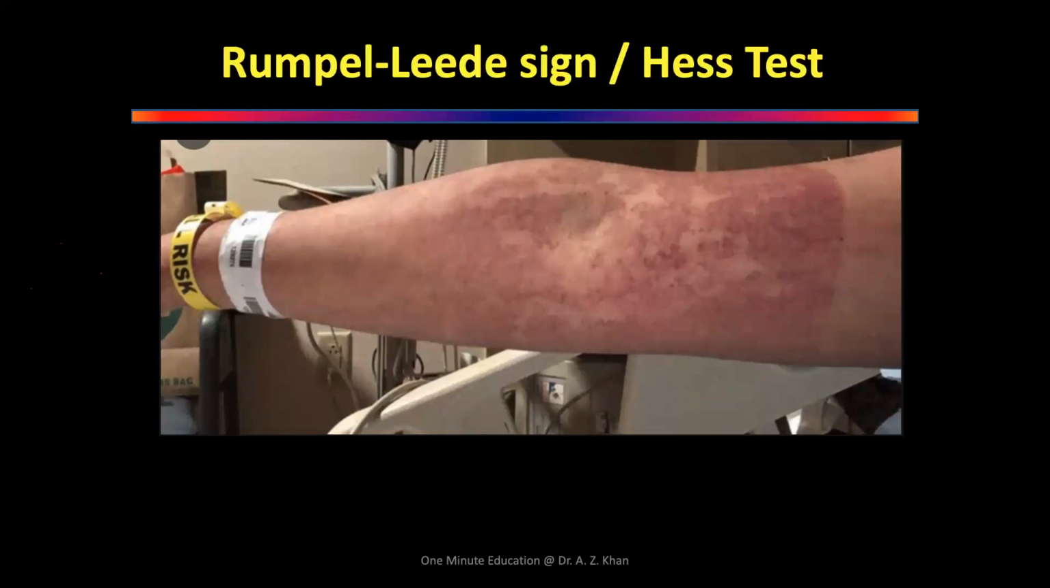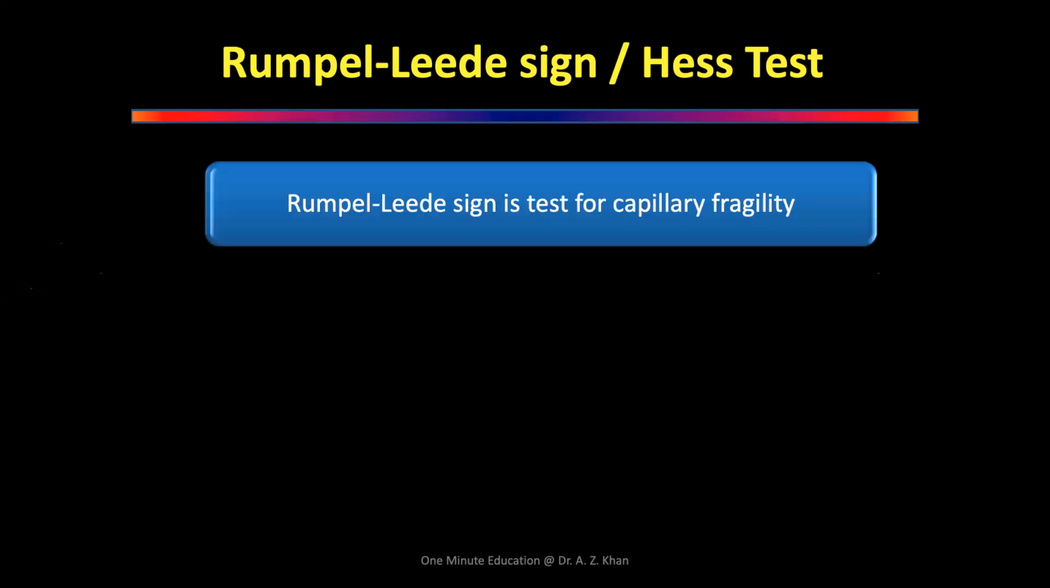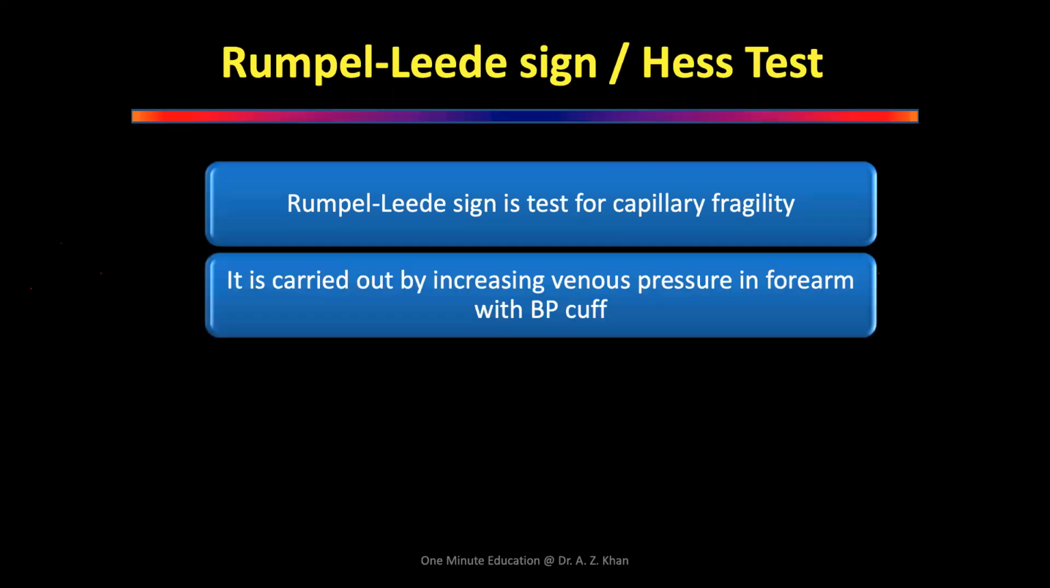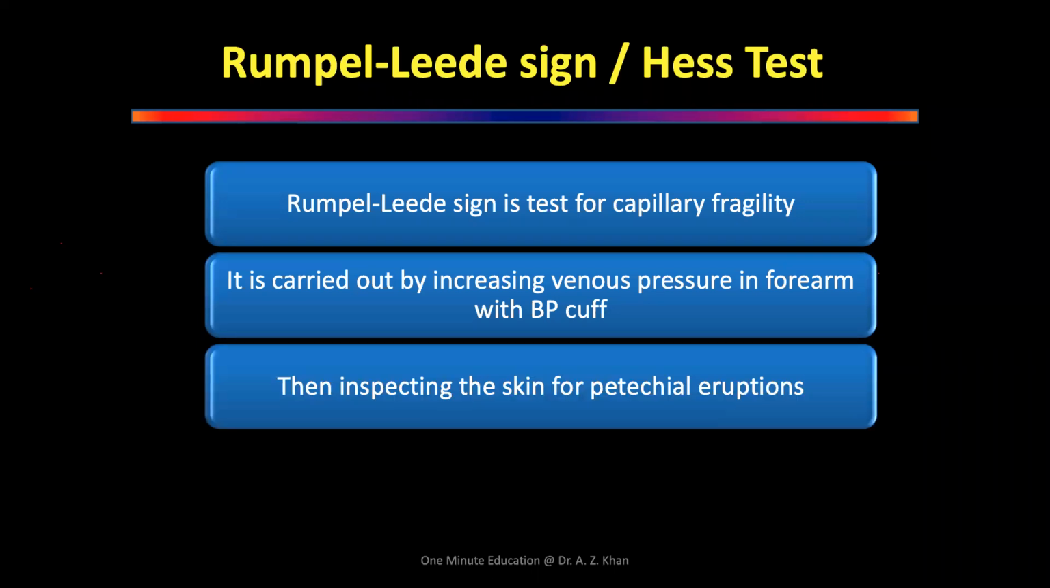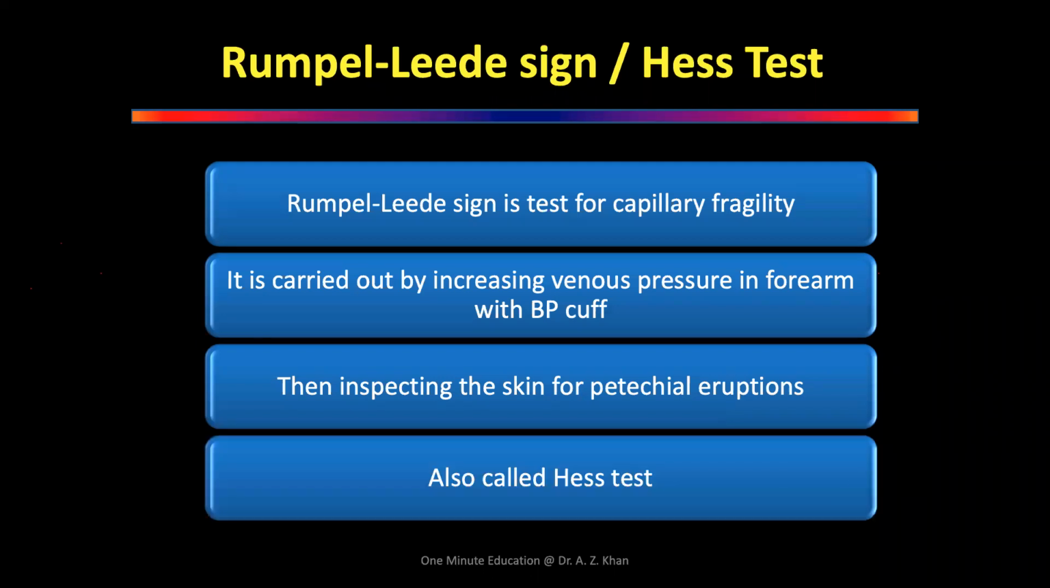Okay. Don't know. This is Rumpel-Leede sign or Hess's test. Rumpel-Leede sign is a sign for capillary fragility. It is carried out by increasing venous pressure in the forearm with a blood pressure cuff and then inspecting the skin for petechial eruptions. It's also called the Hess test. So this is for capillary fragility. When you are looking for capillary fragility, this is the test that you do. The Rumpel-Leede sign or the Hess test.